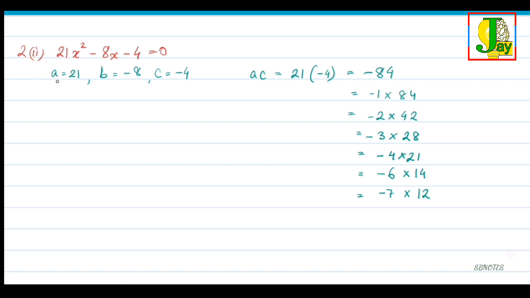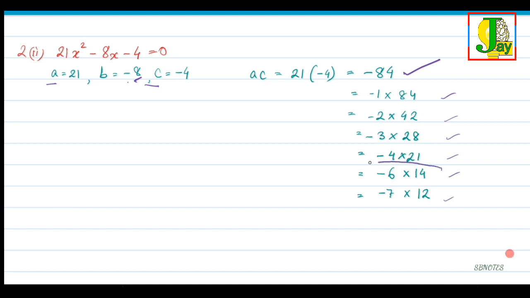If you see this question and compare the values of a, b and c and multiply a and c, we get 21 into minus 4, we get minus 84. Now the factorization of minus 84, these are the factors. If you see properly, these are all the ways to factorize minus 84, and which one are we going to choose? Now we need to get minus 8. How do we get minus 8? Or even if you see just 8, how do we get 8?